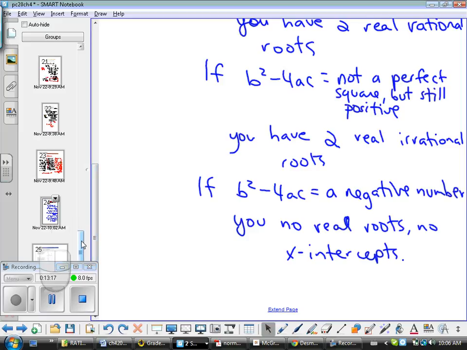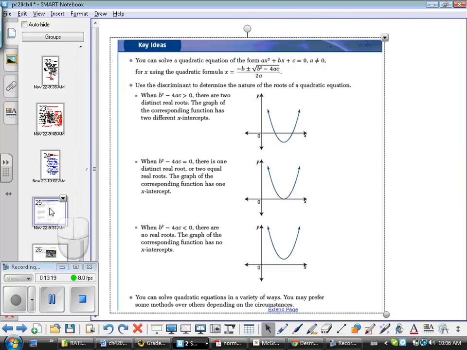That's just shown in the summary as well. If it's greater than 0, there are two distinct real roots. It doesn't say anything about there being rational or irrational. That was just something extra I threw in. If the discriminant is equal to 0, you have one, and if it's less than 0, you don't have any.